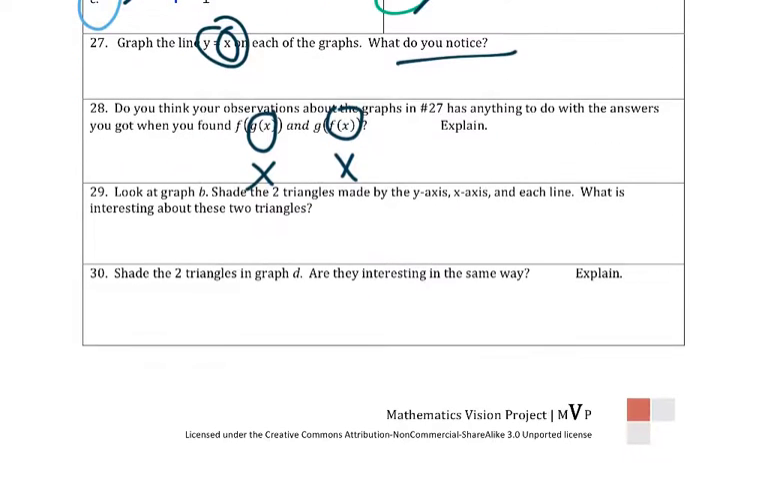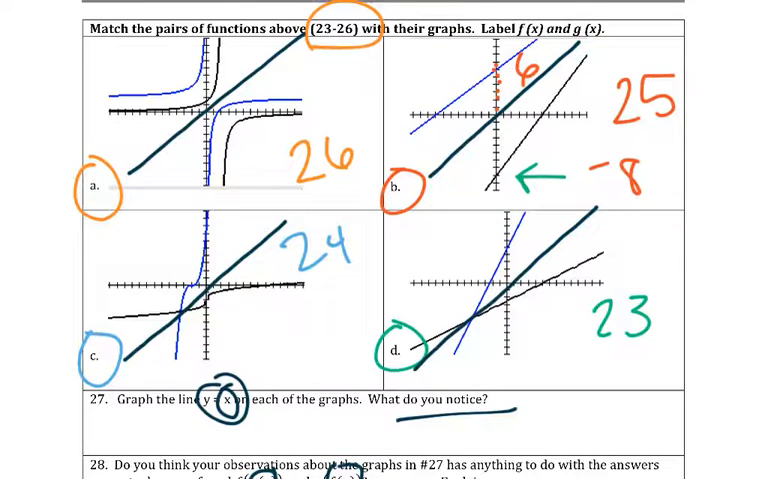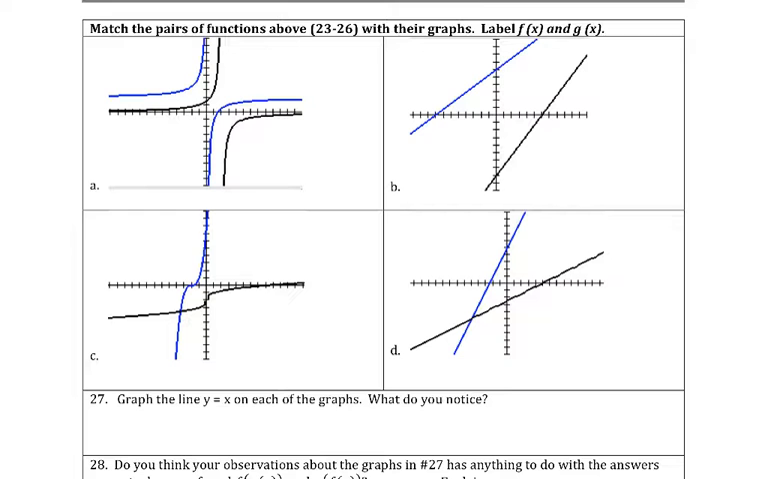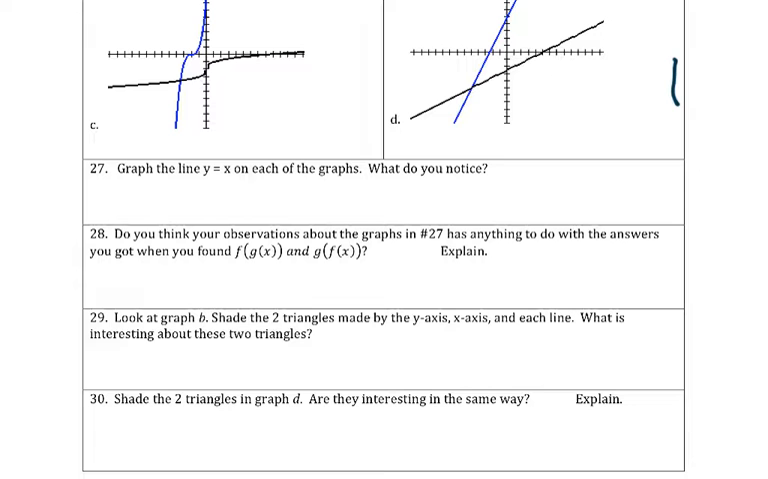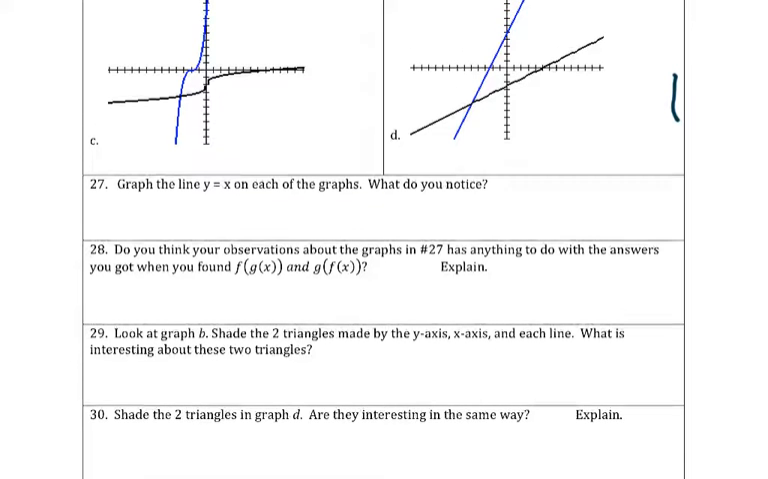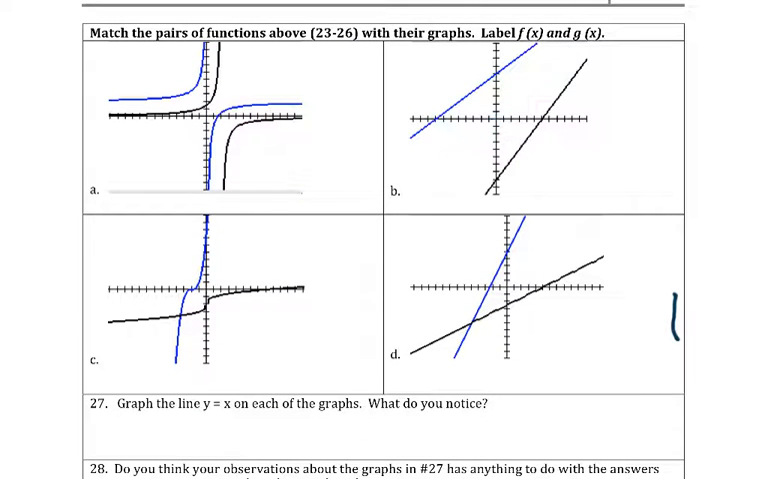Okay. 29 says, look at graph B. Shade the two triangles made by the y-axis, x-axis, and each line. What is interesting about these two triangles? So, B. So, let me graph this. Oh, I see what you're saying. This triangle. And that triangle. Okay, what do we notice about them?